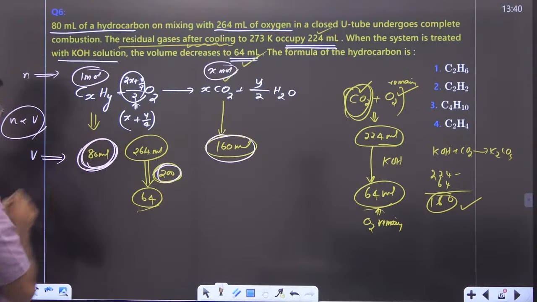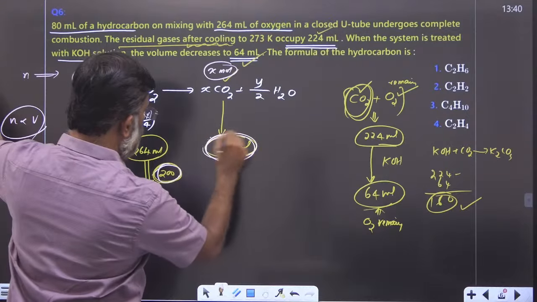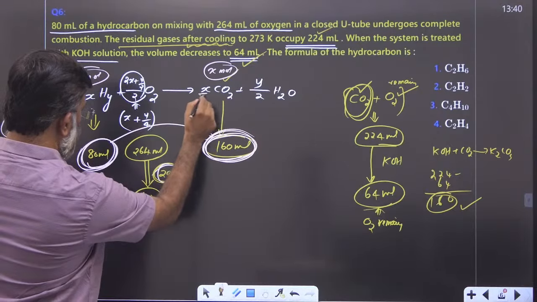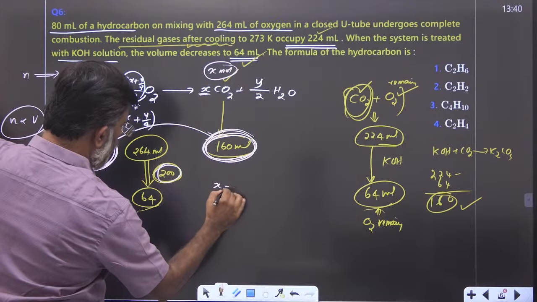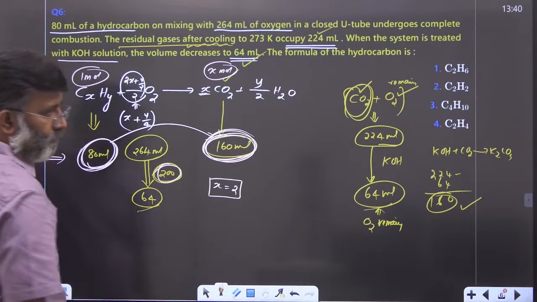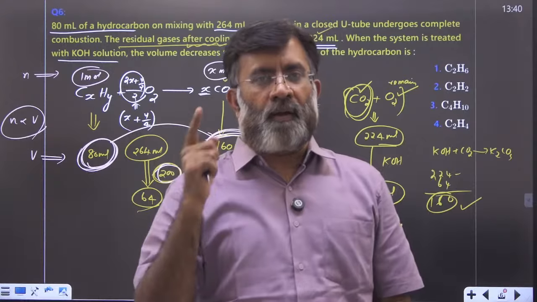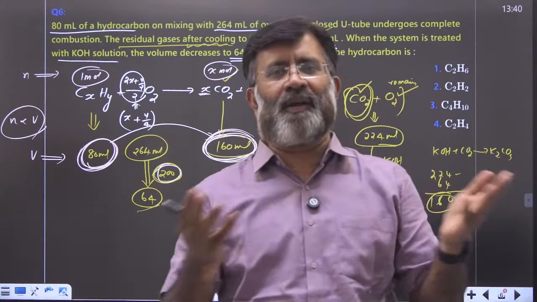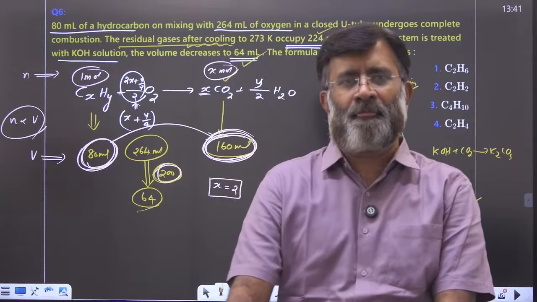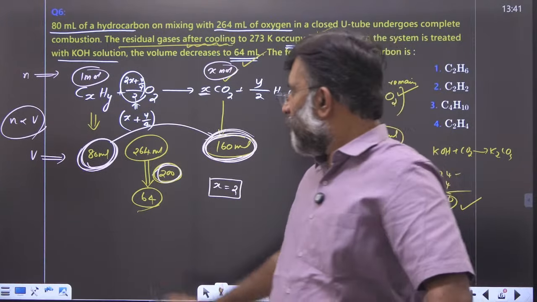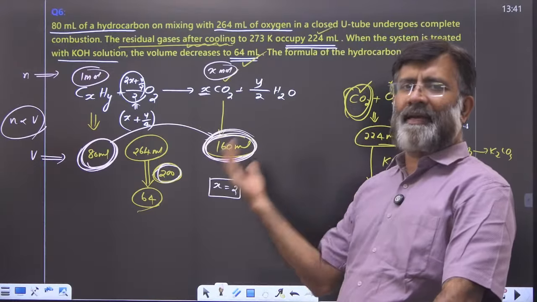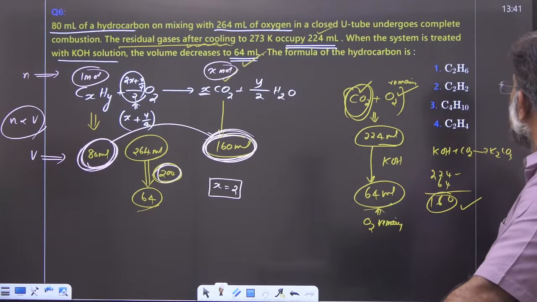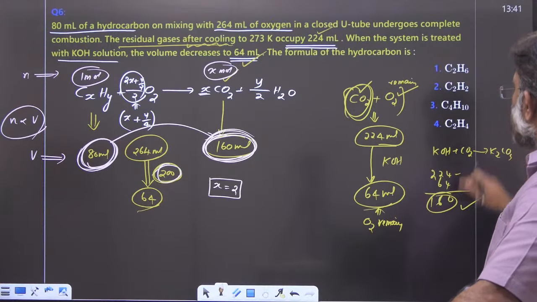80 ml of hydrocarbon, you get 160 ml of carbon dioxide. That means it is exactly double. So X equal to 2. 1 mole hydrocarbon, you get X mole. 80, you get 160. So what is X? It is 2 times. That means X equal to 2.